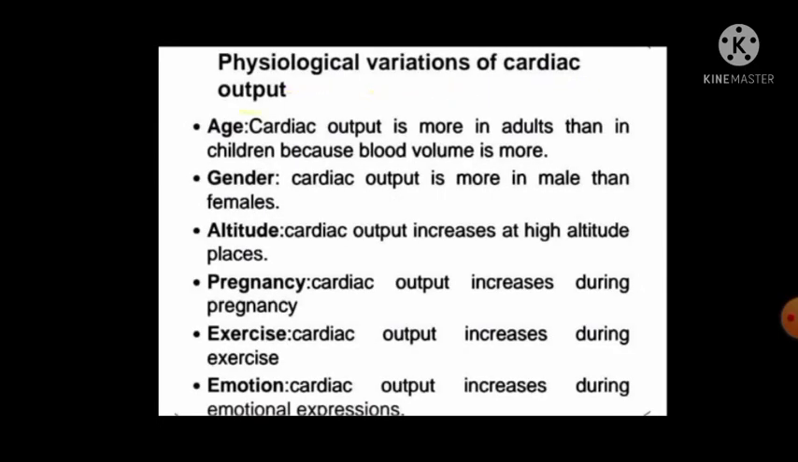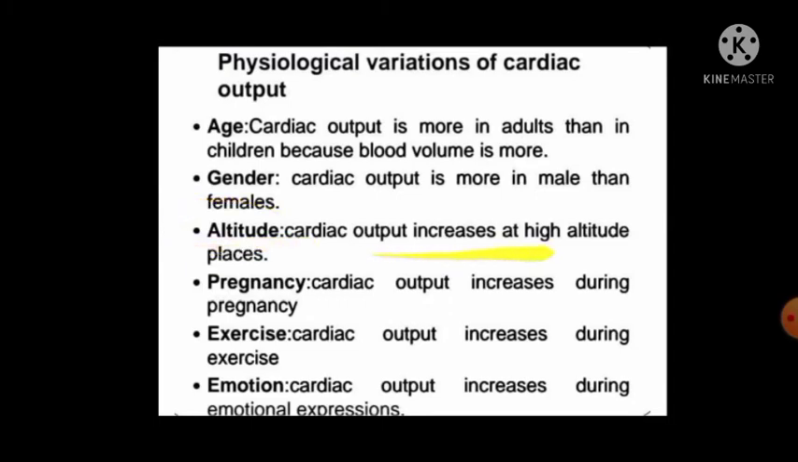Physiological variation of cardiac output. As age increases, cardiac output decreases, and in children there is a higher rate of cardiac output. Cardiac output is more in adults than in children because the blood volume is more. In gender, cardiac output is more in males than females.